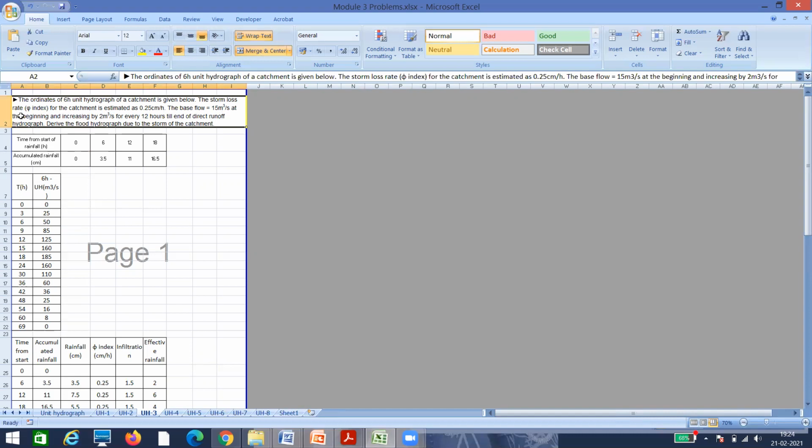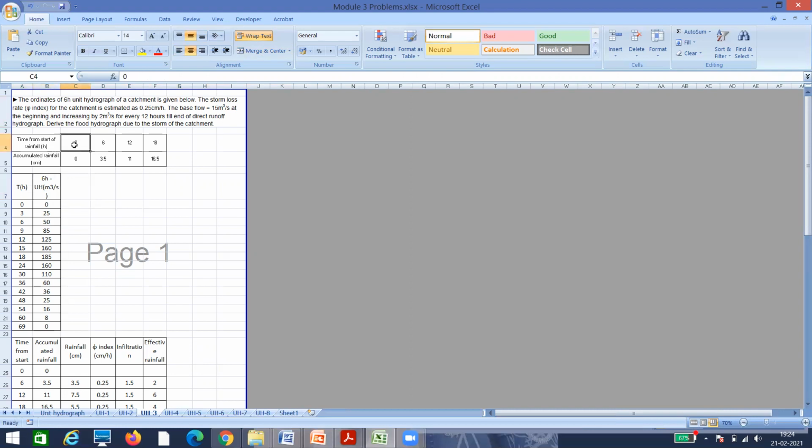The storm loss, that is the Phi index for the catchment, is estimated to be 0.25 centimeter per hour. The base flow is equal to 15 meter cube per second at the beginning and increasing by 2 meter cube per second for every 12 hours till the end of the direct runoff hydrograph. Derive the flood hydrograph. Whenever they ask you to derive the flood hydrograph or storm hydrograph, you should include the base flow. If they ask you to calculate only the direct runoff hydrograph, you just have to multiply your unit hydrograph into the rainfall excess and do the calculation as we did in the previous problem.